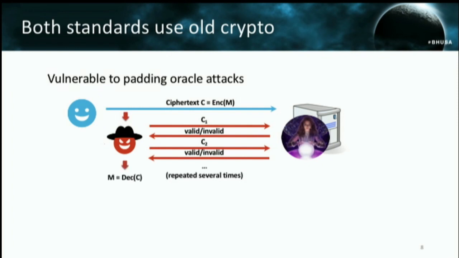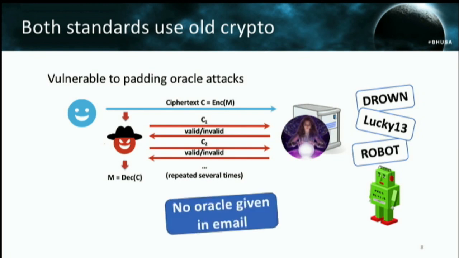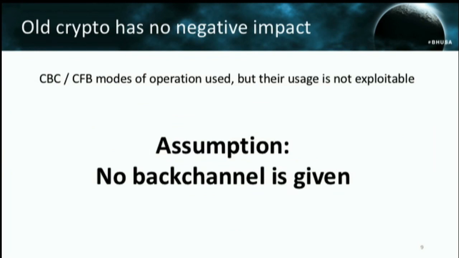So we have seen this in TLS a lot of times, for example, with DROWN and with Lucky 13, and lately with the ROBOT attack, which will be presented here in the afternoon. So TLS had to constantly evolve, right? However, email encryption did not. And this is because it is assumed that email is just not an interactive protocol. There's no such oracle given in email, right? So we actually know that we are using kind of old crypto, but yeah, we think it has no negative impact, right? It can't be exploited.